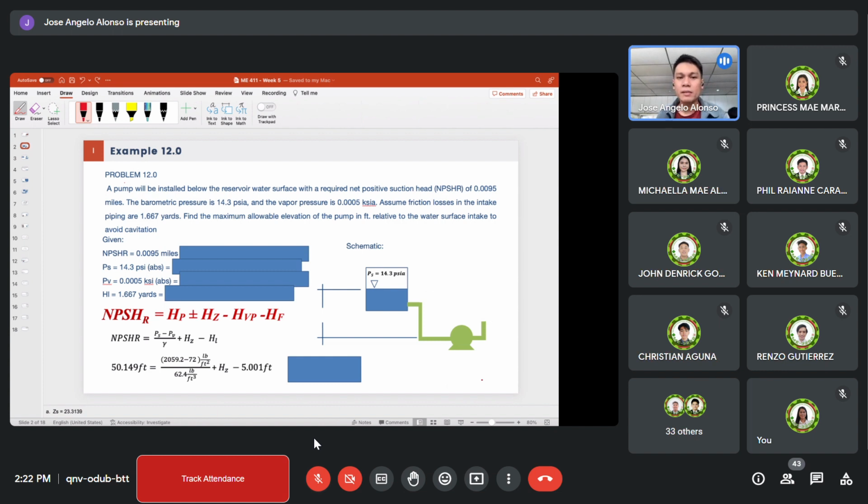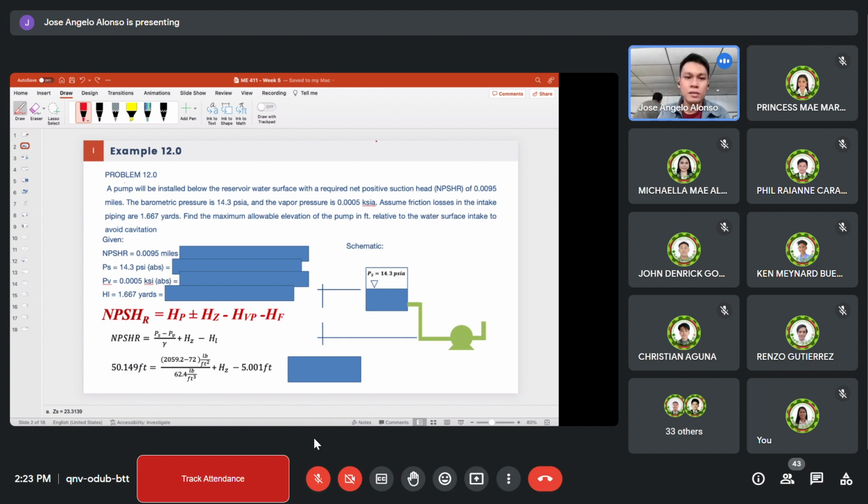So, the barometric pressure or the atmospheric pressure is 14.3 psi absolute. And the vapor pressure is 0.0005 psi absolute. So, kapag binigyan tayo ng vapor pressure, automatic that will be in absolute pressure. So, assume the friction losses in the intake piping are 1.667 yards. And find the maximum allowable elevation of the pump in feet relative to the water surface intake to avoid cavitation.